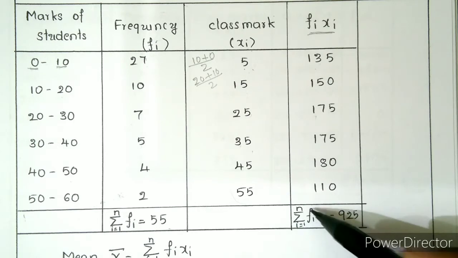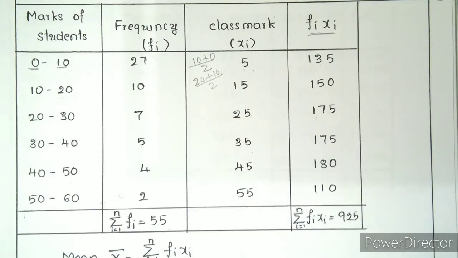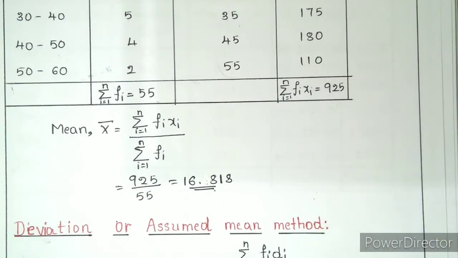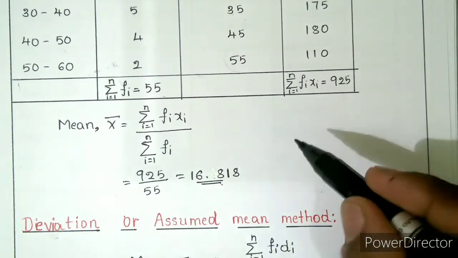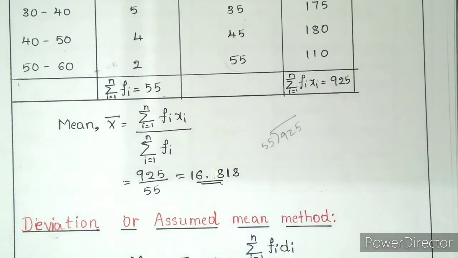Summation i equal to 1 to n fi xi equals 925, and the sum of the frequencies you got is 55. So mean x bar equals summation i equal to 1 to n fi xi divided by summation i equal to 1 to n fi. So 925 divided by 55. When you divide you get 16.818. Do it as homework, 925 divided by 55, in the rough book.